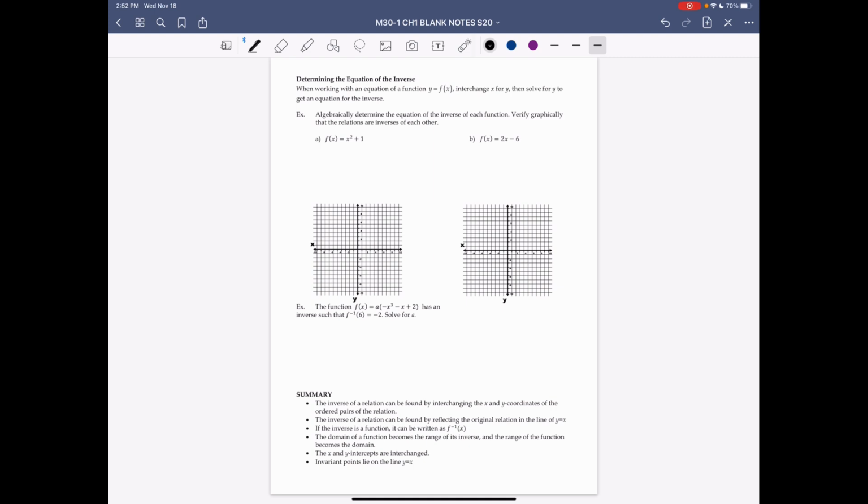Determining the equation of the inverse. When working with an equation of a function y equals f of x, interchange x for y, then solve for y to get an equation for the inverse.